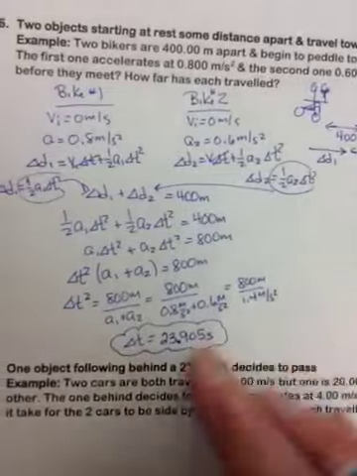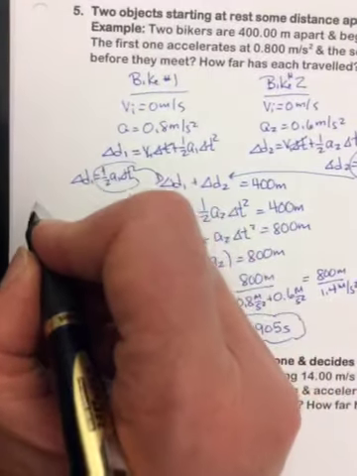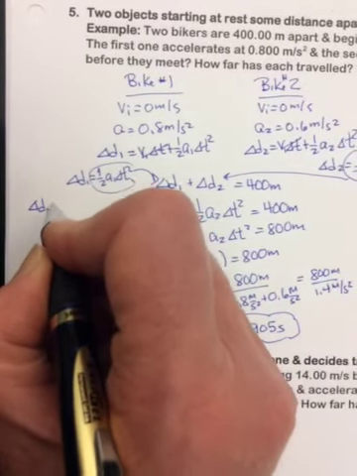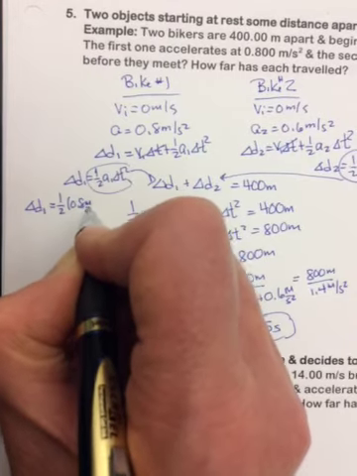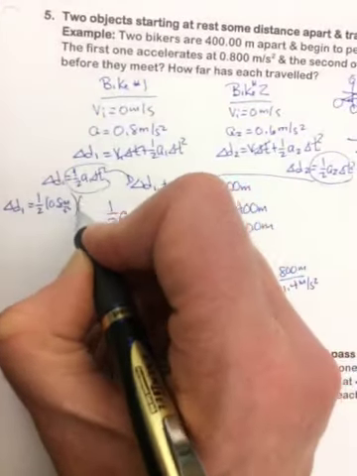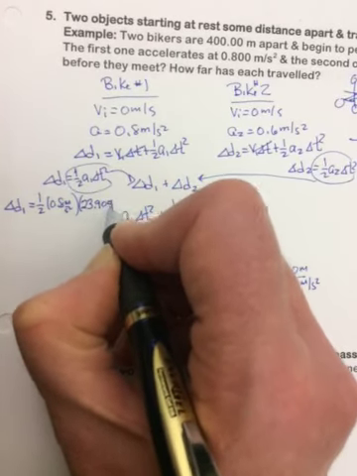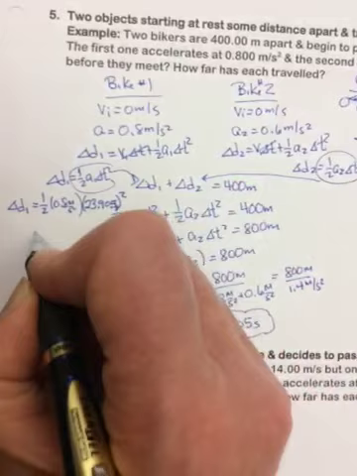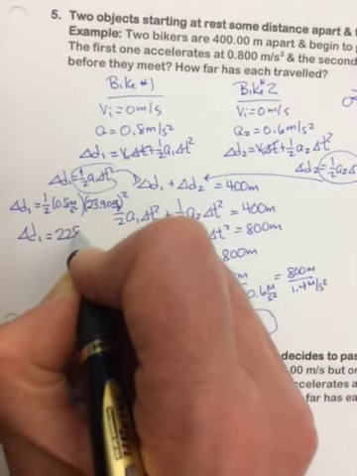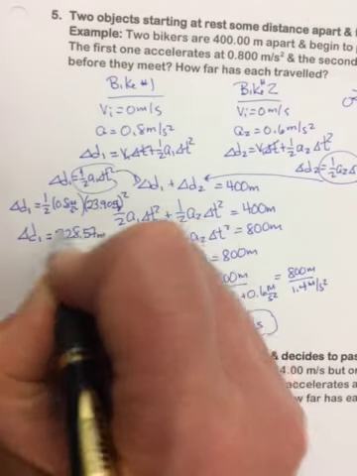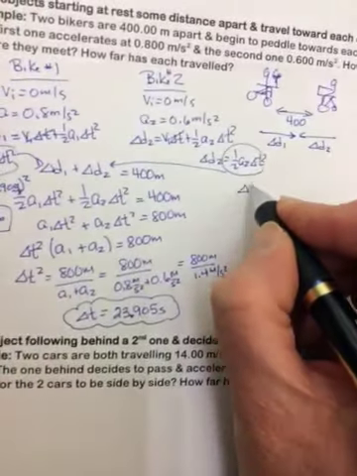How far has each traveled? So now you go back up here and you fill in the time into their delta D equation. So 1/2 times 0.8 meters per second squared times 23.905 seconds squared. And when you do this, you get a D1 of 228.57 meters. So that's how far the first biker has traveled. Then you do the same thing over here for D2.